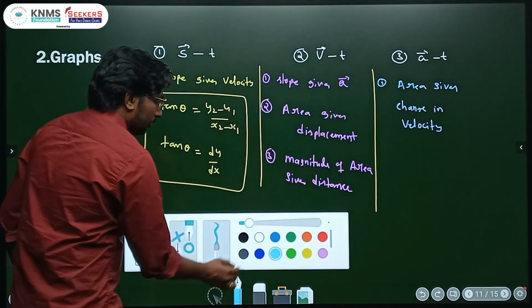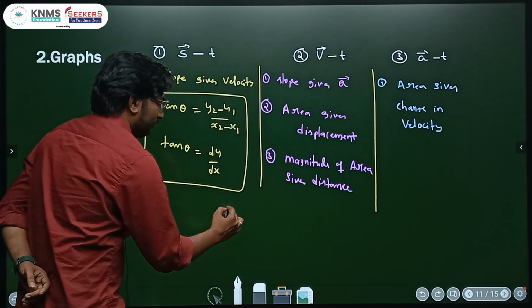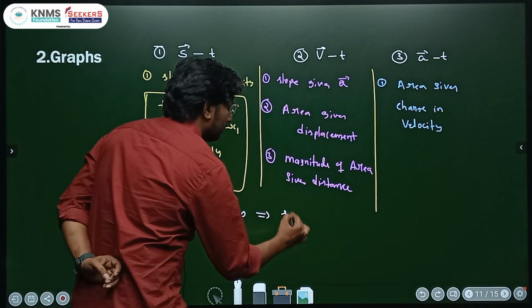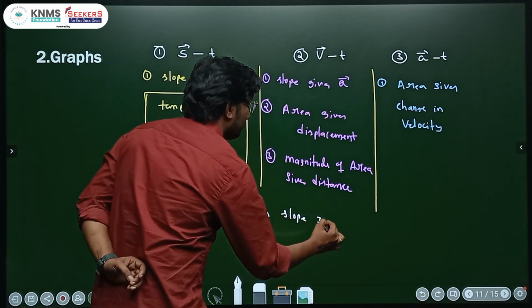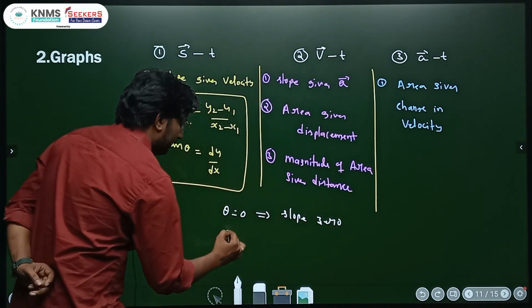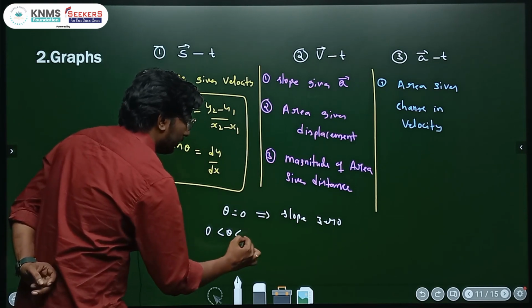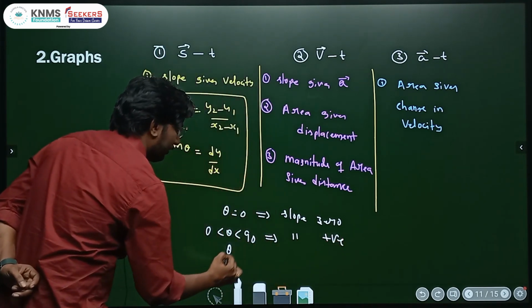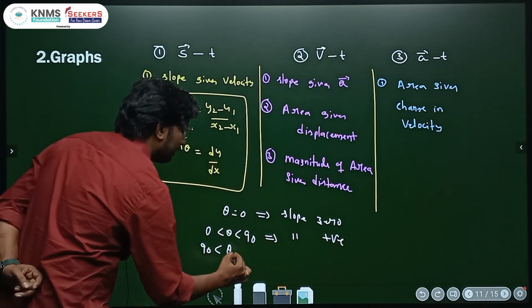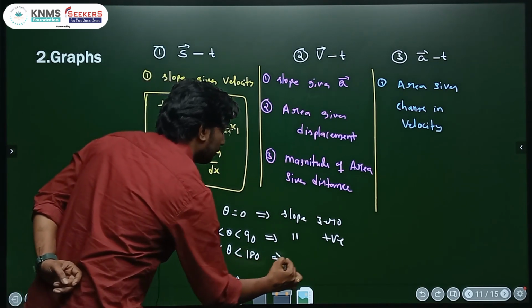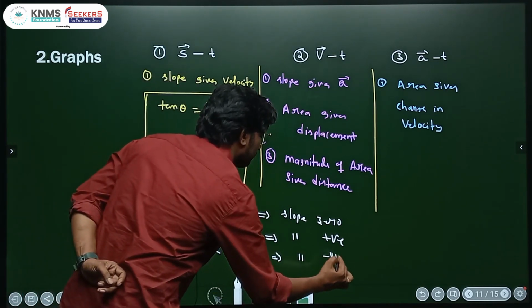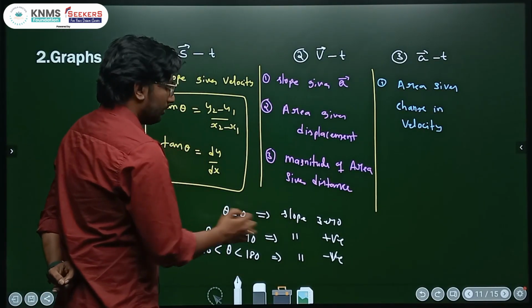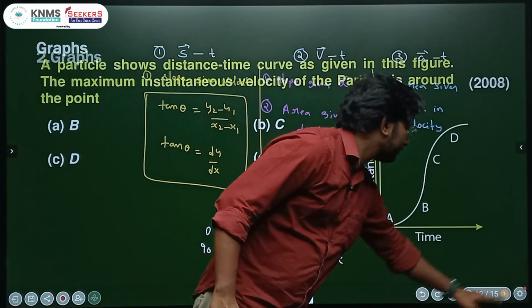One more thing you can know about the slopes: if the theta value is 0, it means slope 0. If theta is greater than 0 but less than 90, slope can be taken as positive. If theta is greater than 90 but less than 180, slope can be taken as negative. Okay, so based on these quantities, we will verify some questions.